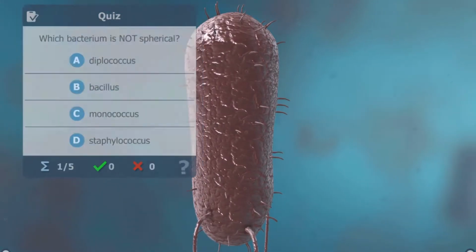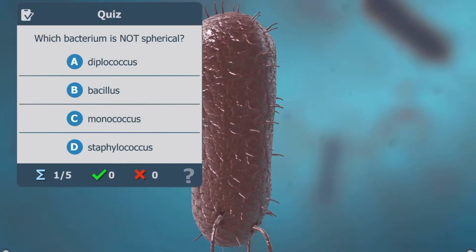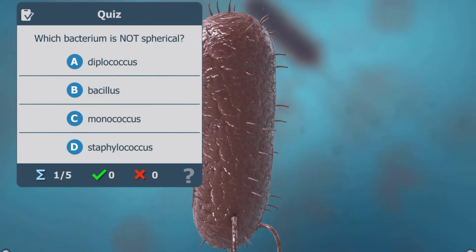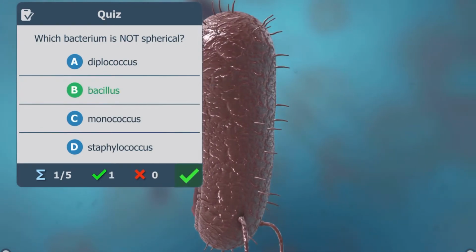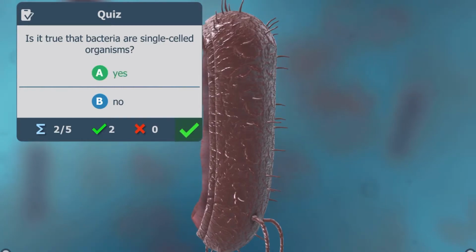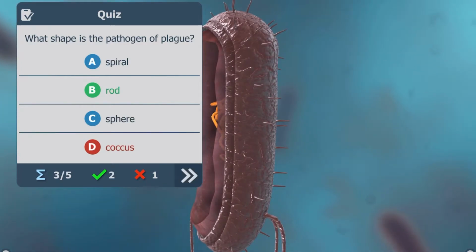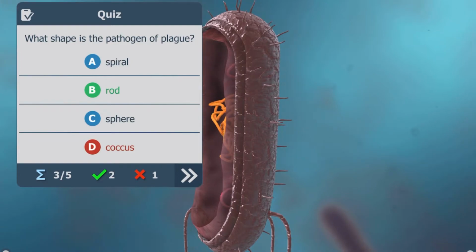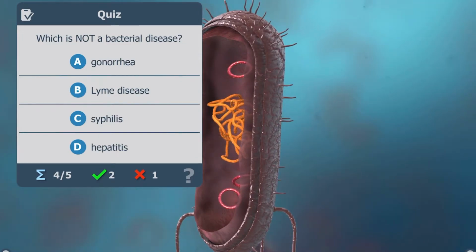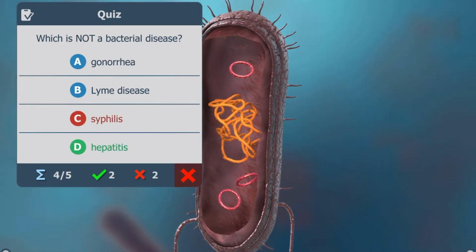Remember it. Yeah. Right. Which bacterium is not spherical? It's not spherical? What? Not spherical. Everything is Coccus, maybe Bacillus. Is it true that bacteria is a single cell organism? Yes. Wrong last time. Oh! I didn't hit it! What the hell? Which is not bacteria or disease? Syphilis? Hepatitis? I guess so, wrong.